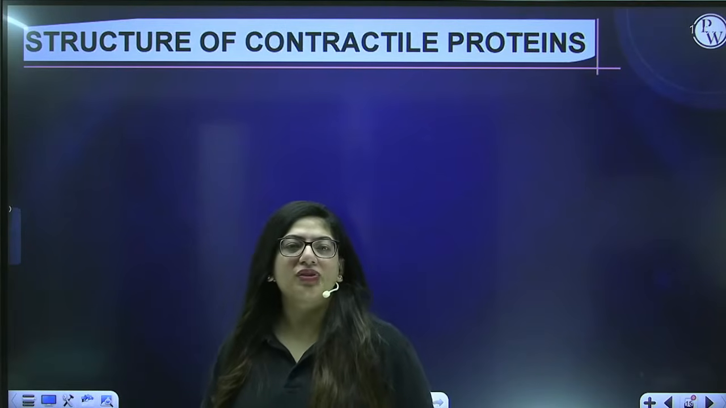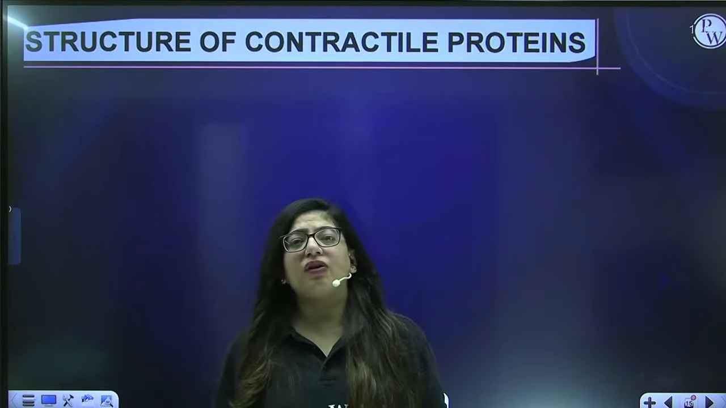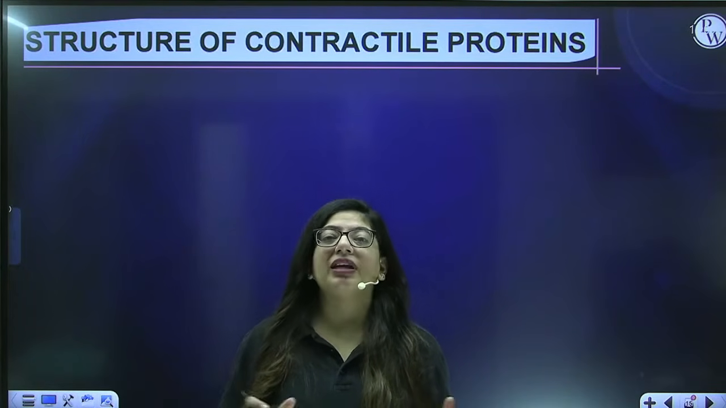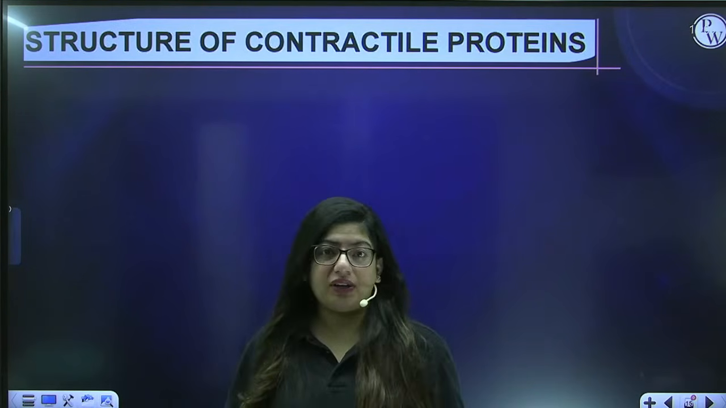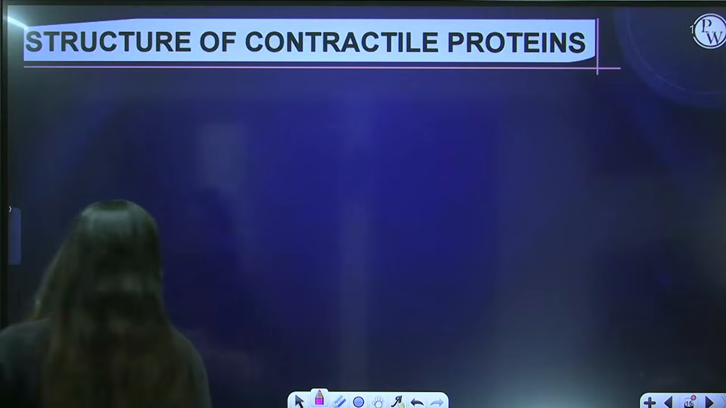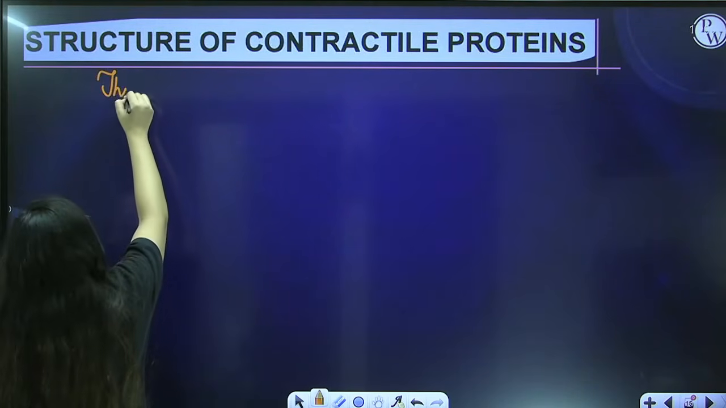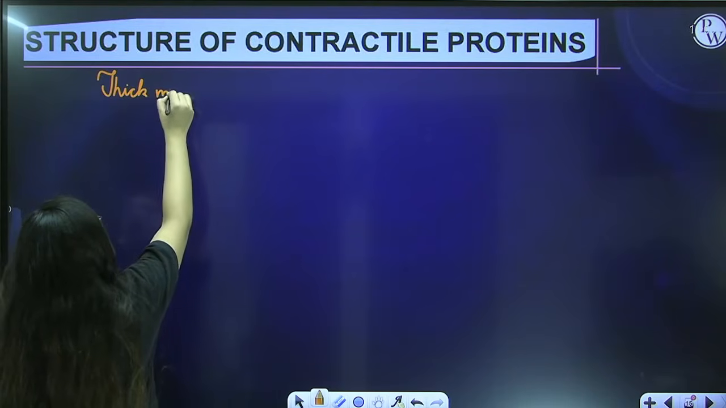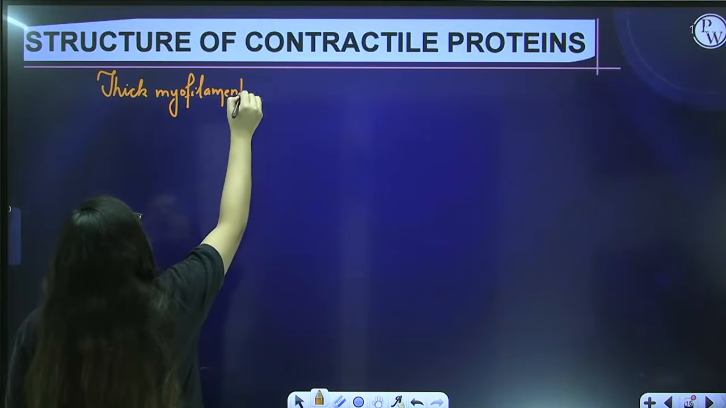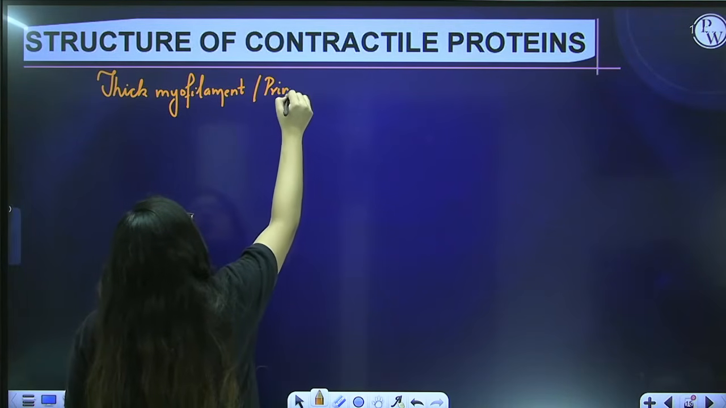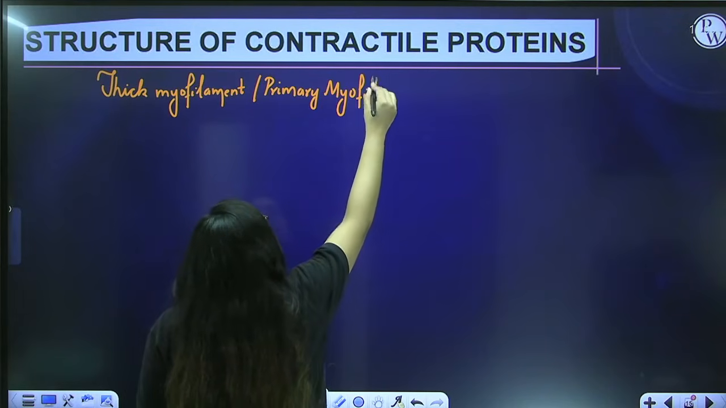So guys, we have two types of myofilament. One is thick, another is thin. The thick myofilament is also known as primary myofilament because it performs the major role. This is the most important one. So we'll start with the primary myofilament first. Thick myofilament, also known as primary myofilament.